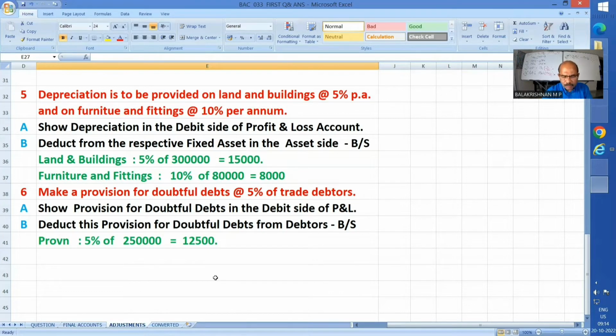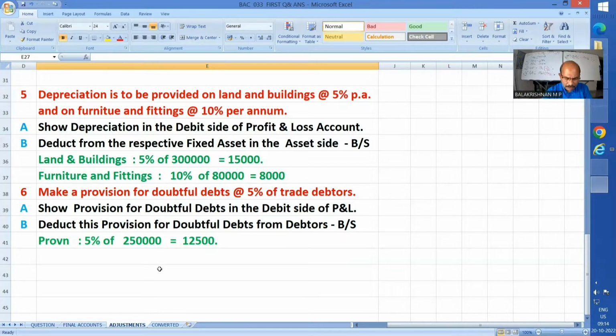And the sixth and last one here. Make a provision for doubtful debts at rate of 5% of trade debtors. So provision for doubtful debts in the debit side of P&L account. There is no existing provision to be adjusted. Nothing is there in the sum. Okay. And show this provision from the sundry debtors as a deduction in the balance sheet. Deduct this provision for doubtful debt from balance sheet. Provision is 5% of 2,50,000. That is nothing but 12,500. Okay. So that's all.